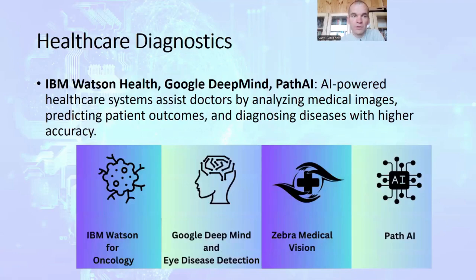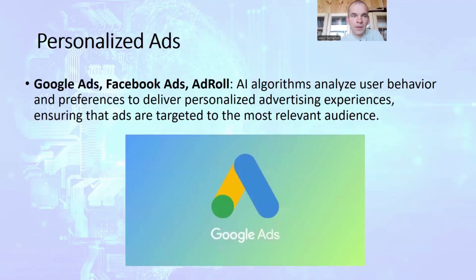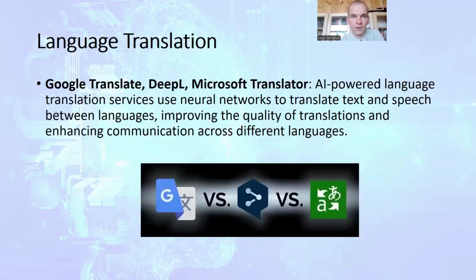Healthcare diagnostics, such as IBM Watson Health, Google DeepMind, PathAI, and others. Fraud detection, AI is also used for this important sphere of banking transactions, just to mention FICO, Feedzai, and DataVisor. Personalized ads, which is close in some sense to recommendation systems, such as Google Ads, Facebook Ads, AdRoll, and others.